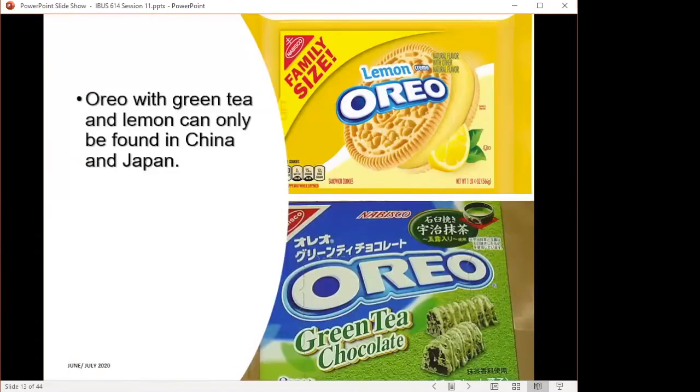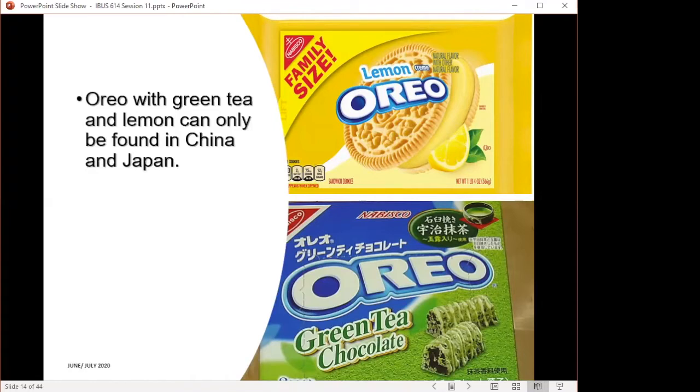Right? So let's look at a typical example of this. For instance, we all know Oreos, right? Have you seen a lemon Oreo in Ghana before? Lemon Oreo, are you sure? Where did you see it? There's no lemon Oreo in Ghana. I've not seen lemon Oreo in Ghana before.